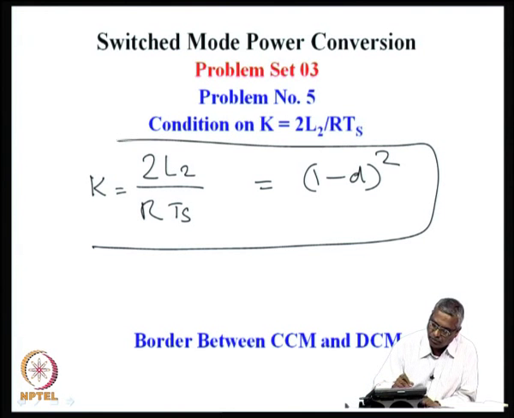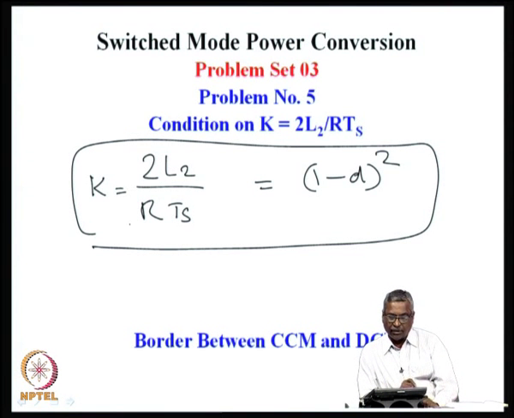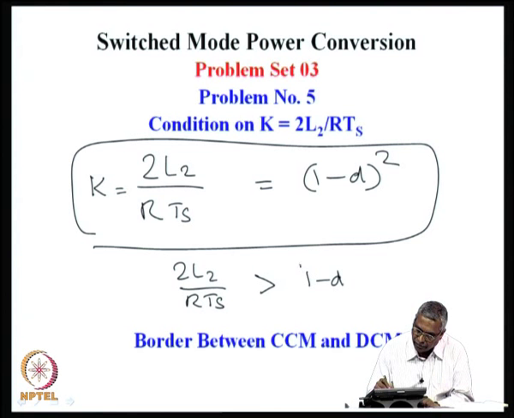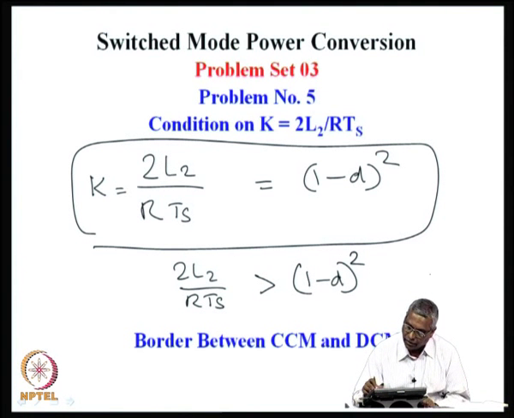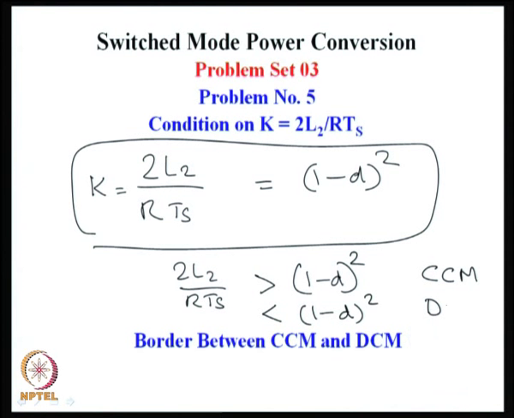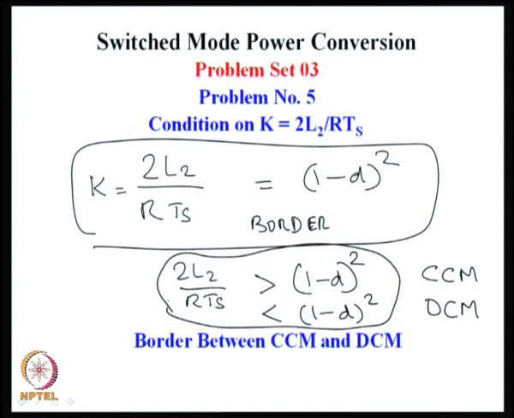So, if this is true, then we will find that operation is on the border between continuous conduction and discontinuous conduction. And if this 2L2 by RTs is greater than 1 minus d whole square, then conduction is continuous. If it is less than 1 minus d whole square, conduction is discontinuous. If it is equal to 1 minus d whole square, then that is the border case. So, in SEPIC converter also, just like flyback converter, this border between continuous and discontinuous conduction equation is identical. This relationship between conduction parameter and duty ratio is identical in SEPIC converter as the flyback converter.